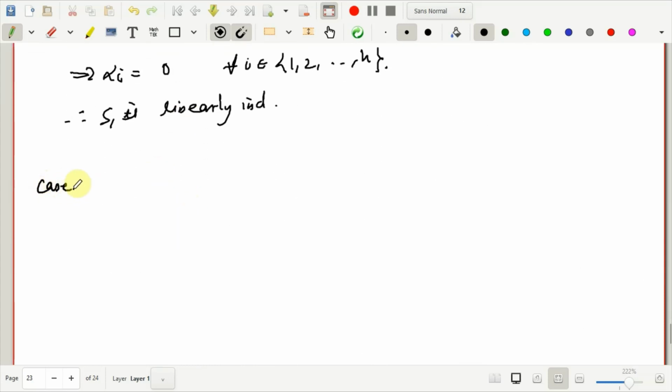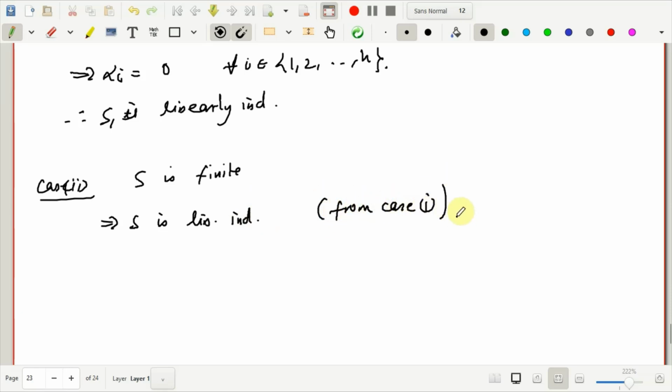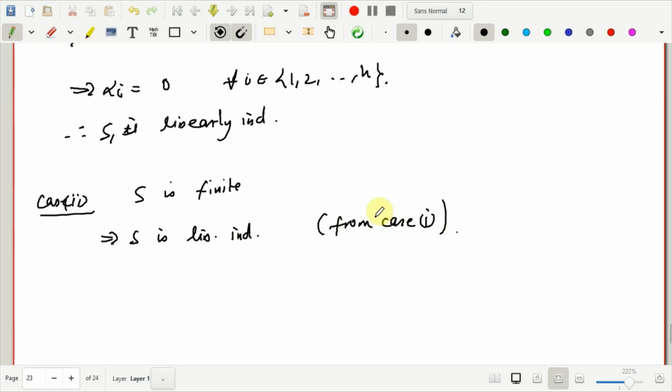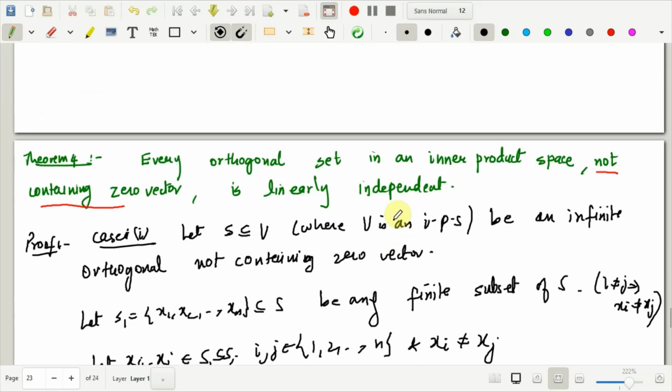So the next case obviously is the case when S is infinite. In fact that follows from case 1, that S has to be linearly independent, because any finite subset of S, we have proved, is linearly independent. So if S itself is finite, we can prove in a similar way that S is linearly independent, from case 1 itself. We don't have anything to prove in case 2. So this proves the important result, which says that an orthogonal set is a linearly independent set provided it does not contain any zero vector. Alright.